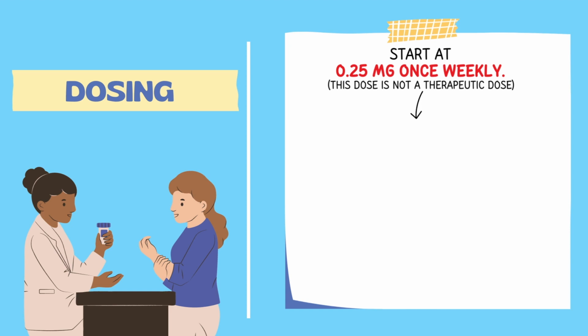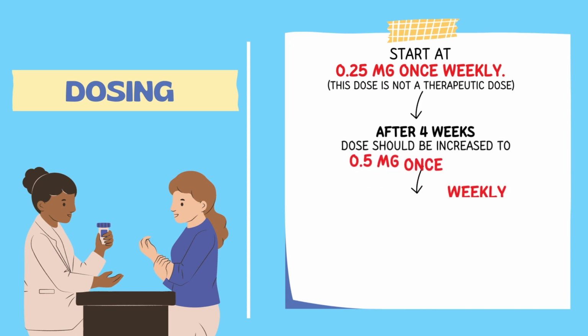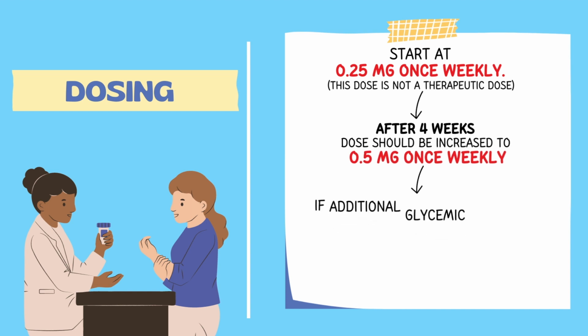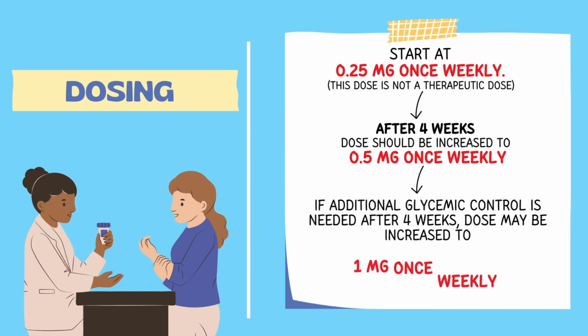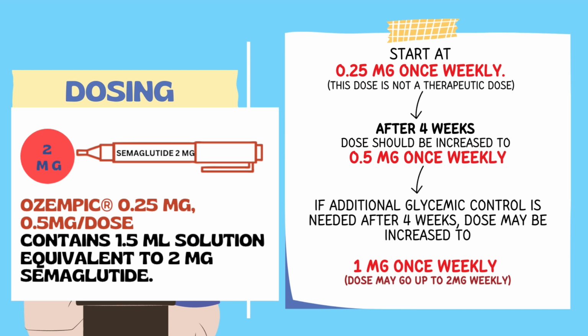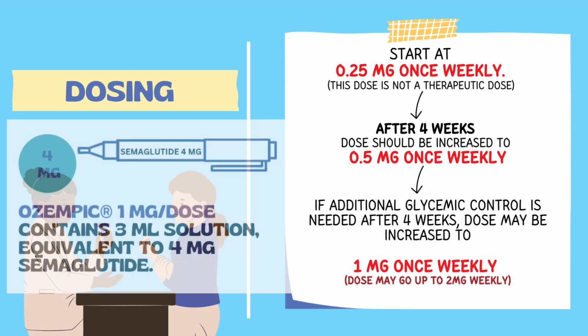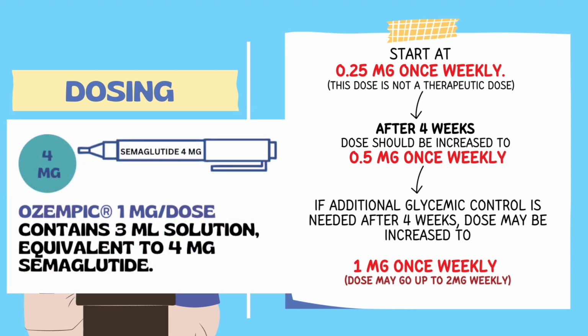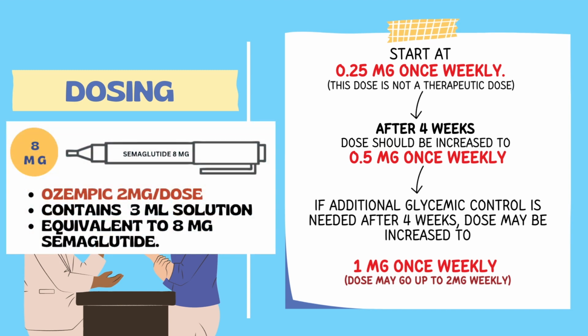So after 4 weeks, the dose can be increased, and that will be 0.5 milligram once weekly. Again, if additional glycemic control is needed, after 4 weeks, the dose can be increased again to 1 milligram once weekly. And the dose can even go up to 2 milligrams weekly. And as we highlighted in the previous slides, there's a pen that can be used for each part of the titration. So the 2 milligram pen is used to dose the 0.25 milligram to 0.5 milligram, and then the 4 milligram pen is used to dose the 1 milligram dose. And again, the final one is the 8 milligram pen, which can be used to dose the 2 milligram.